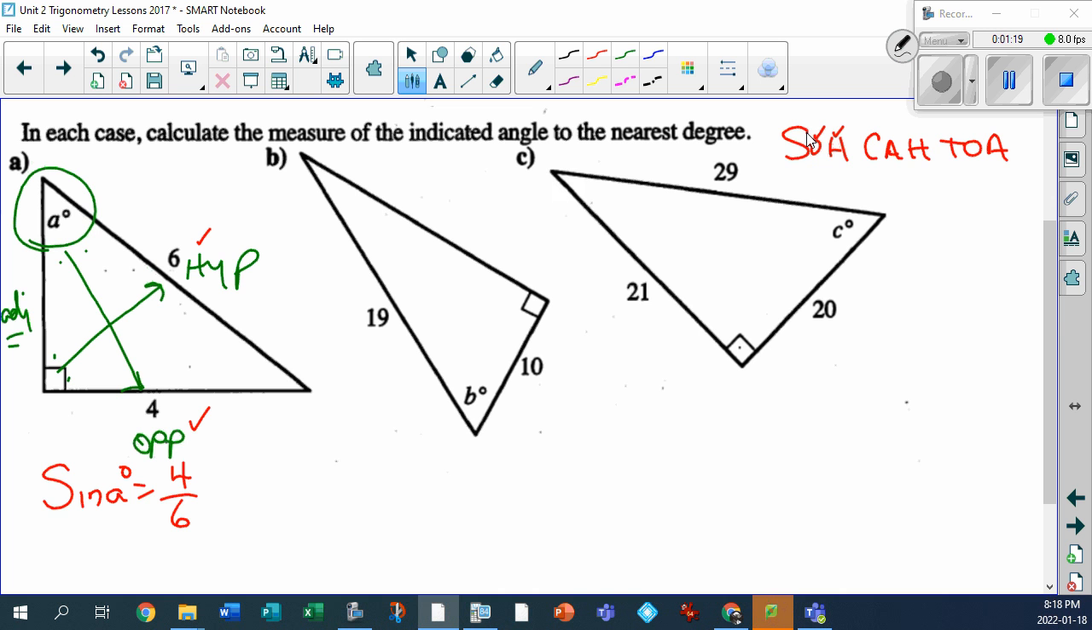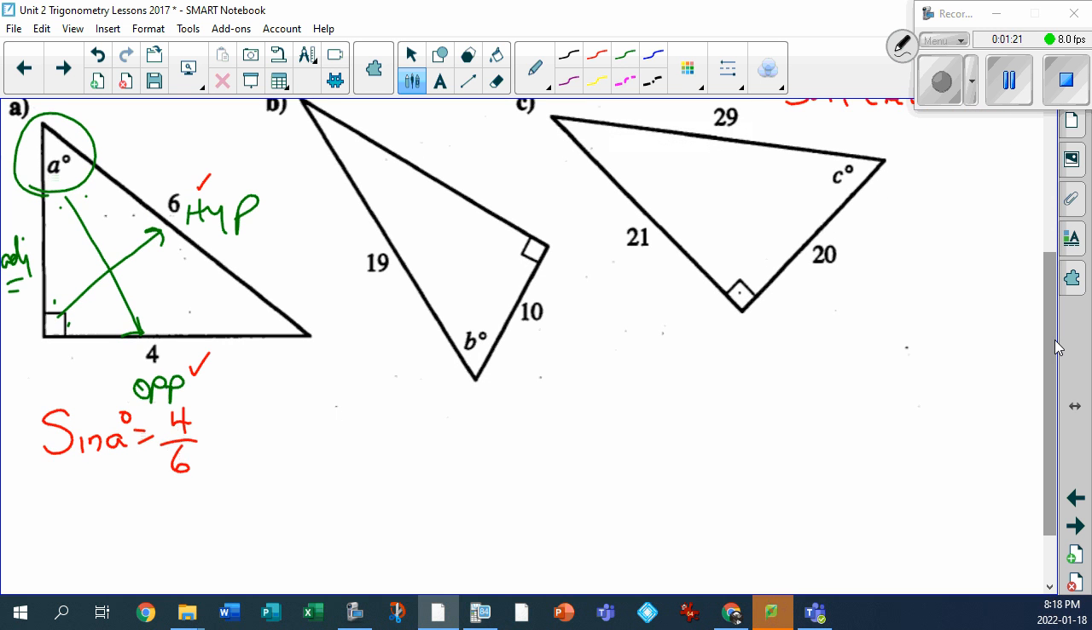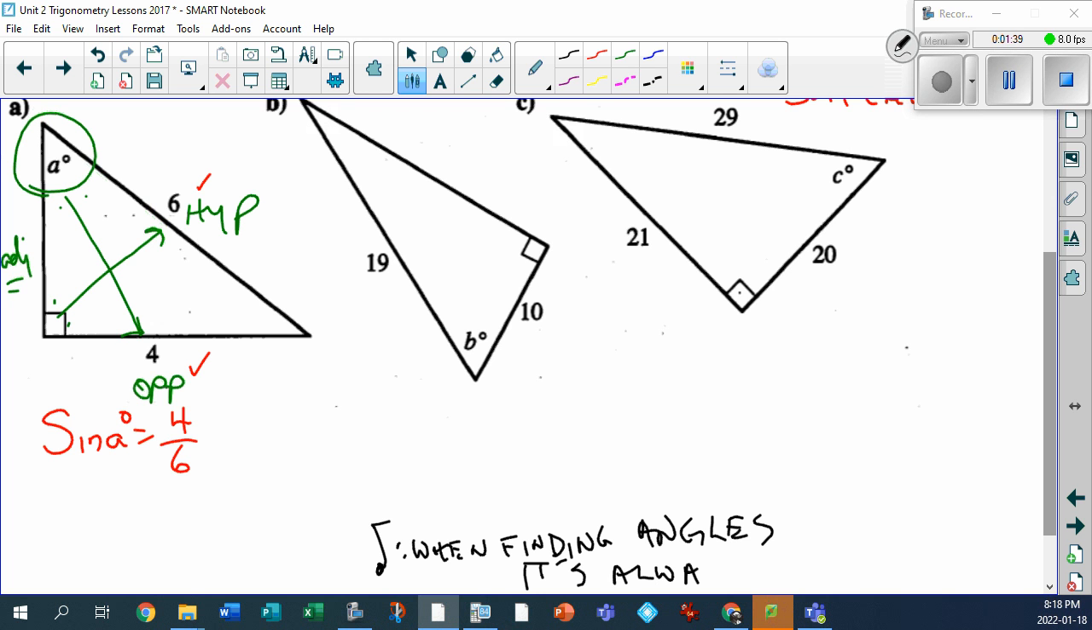Well, remember, when you're finding angles, it's always inverse. Okay? So maybe you'll put that down. When finding angles, it's always inverse. Oh, look at that. Okay, perfect. Awesome. Now we've got it.